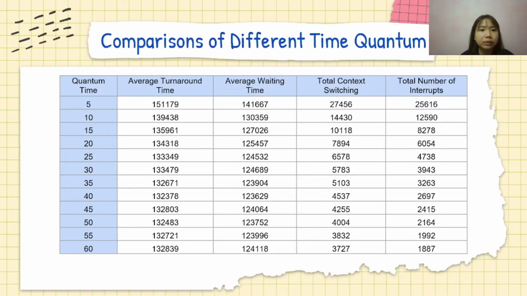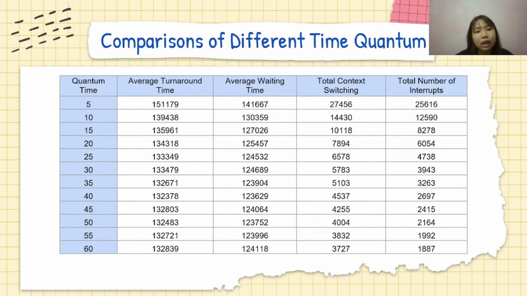Moving on to the table. It shows the comparison of different quantum times used by the round-robin scheduling program. All of the jobs were scheduled using various quantum times, as you can see in the table here. There are 5, 10, 15, 20, 25, 30, 35, 40, 45, 50, 55, and 60. I'm not going to read out the results, but I would conclude that as the quantum time increases, the total context switching decreases and the total number of interrupts also decreases.